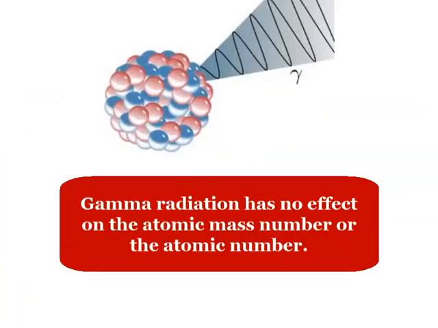The resulting atom belongs to an element 1 place forward in the periodic table. A nucleus may emit gamma radiation along with an alpha particle or a beta particle. Gamma emission does not affect the mass number or the atomic number.